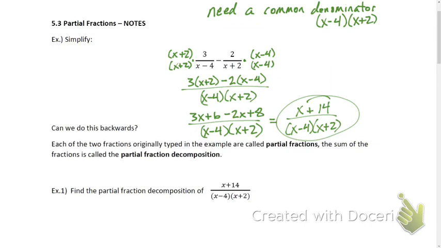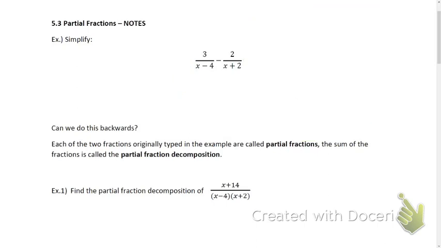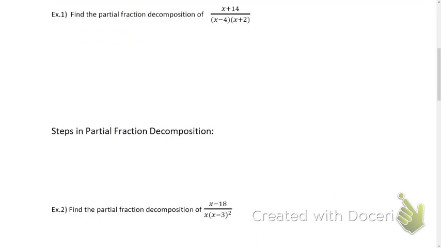So we have some steps we need to learn to do that. I typed them below. This is step number 1, list factors of the denominator. And those are, for number 1, x minus 4 and x plus 2.